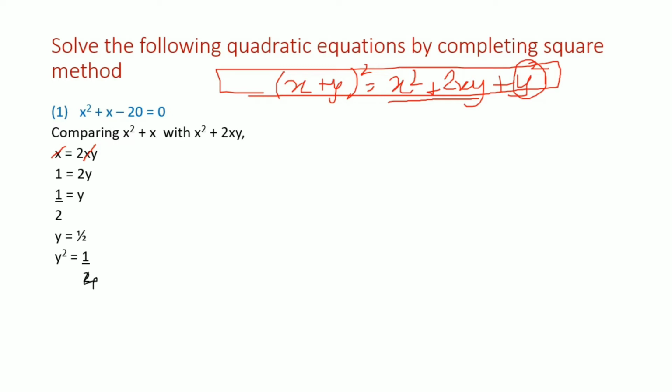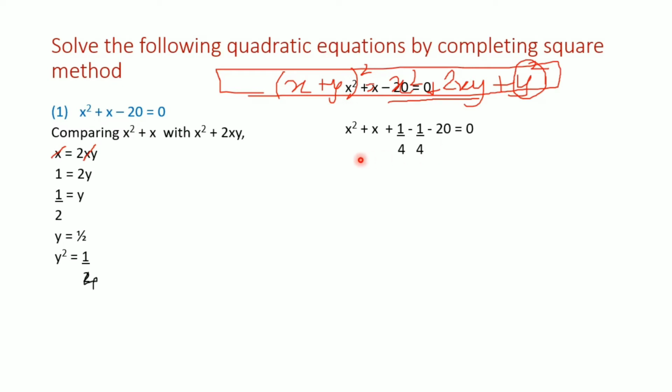Now we will write down this equation, x square plus 2x. Now what we will do, we'll write down x square plus x minus 20, this equation, and then we'll separate this x square plus x. We'll write down x square plus x, and in between we are going to write down this plus 1 upon 4 minus 1 upon 4, and then this 20 we are going to write down at the end.